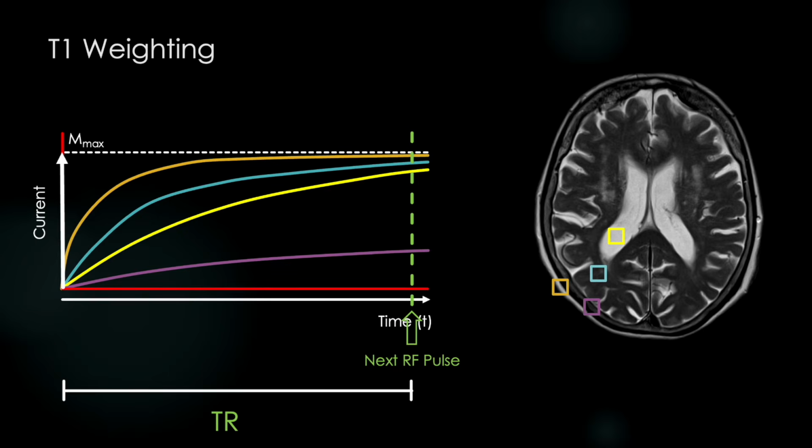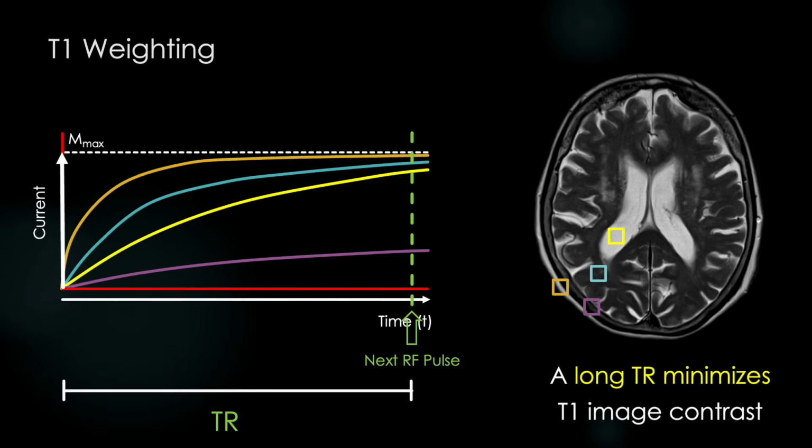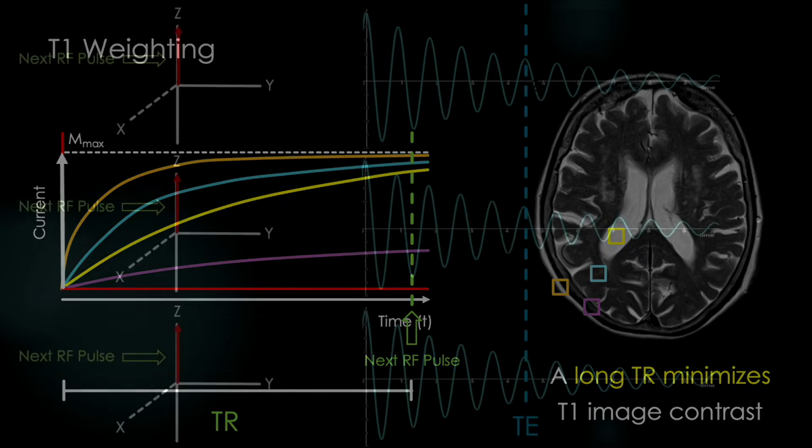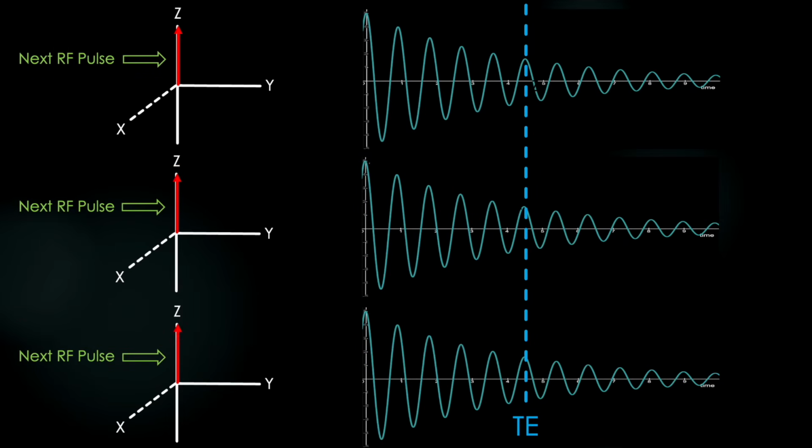We would want to wait until the magnetizations in each voxel fully achieve their maximum height or strength before knocking them into the XY plane again, so that our differences in measured values come predominantly from differences in T2 decay rates. So a long TR time will minimize T1 contrast. And correlate with this picture.